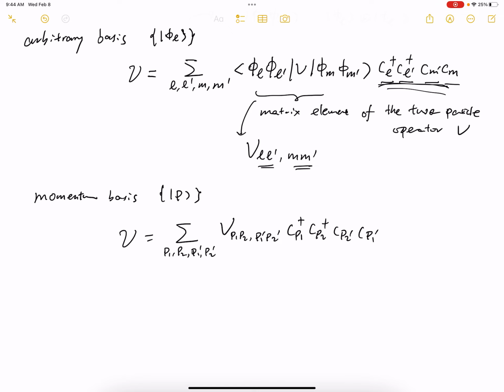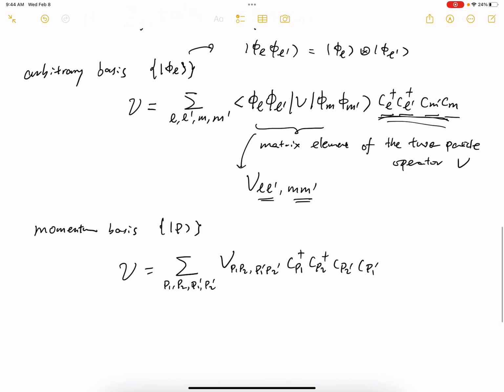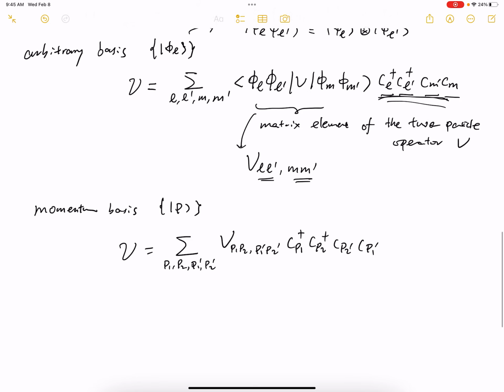Physically, this means I'm removing two particles at momenta P1 prime and P2 prime, and then I'm creating two particles at P2 and P1. And then I'm summing over all the possible P's here. So this actually represents the interaction energy for these two particles. This is kind of similar to the L and M here. I'm just relabeling them to P1, P2, P1 prime, and P2 prime.